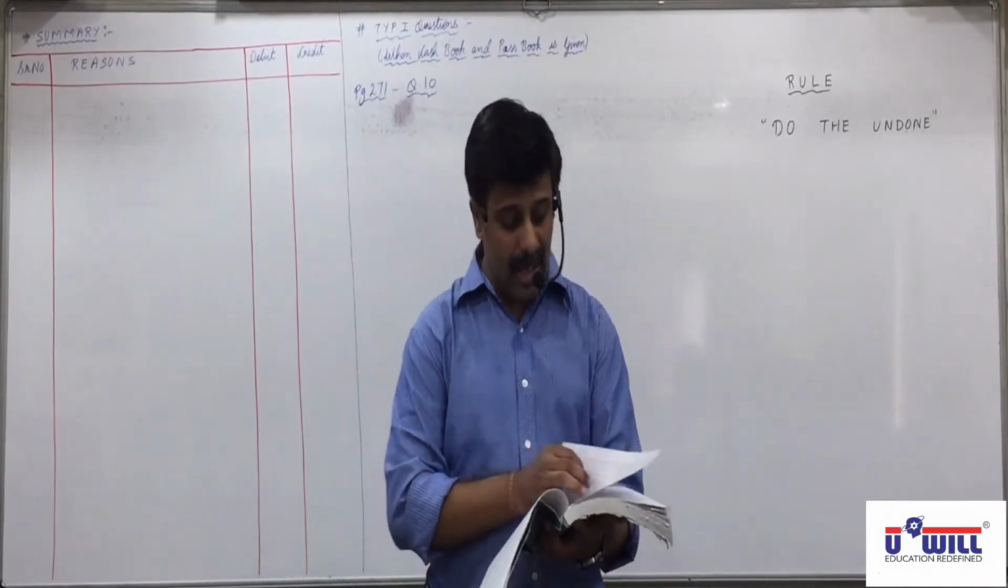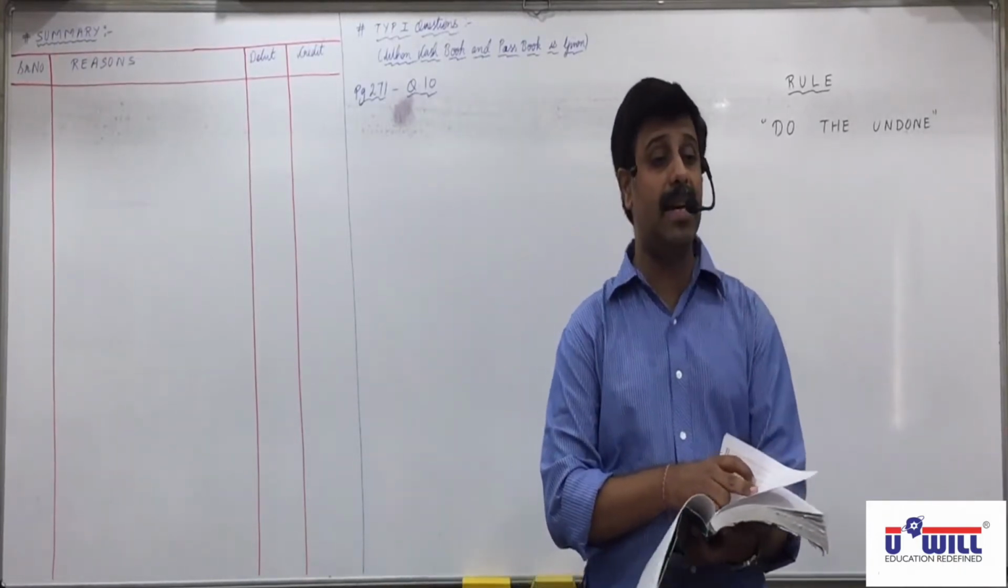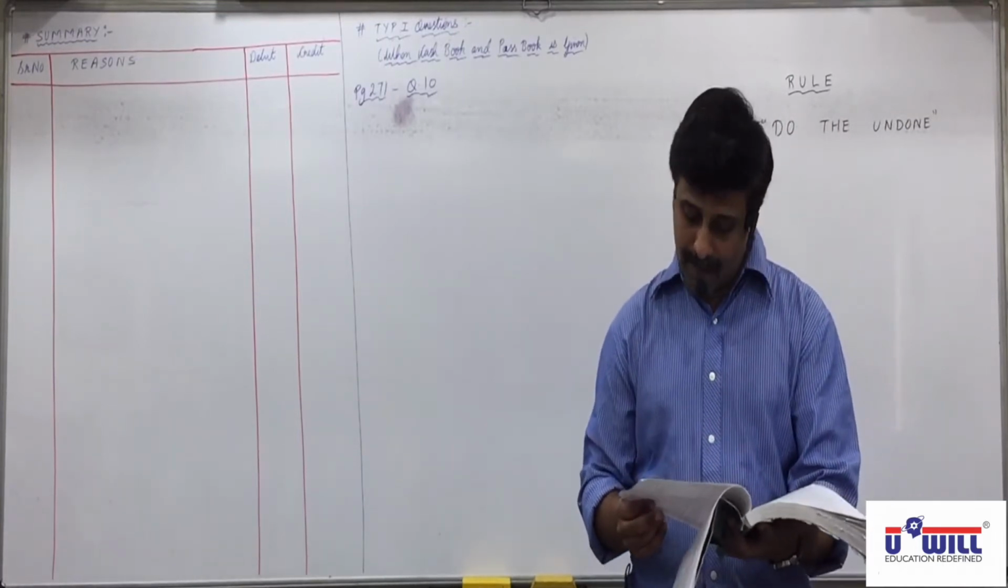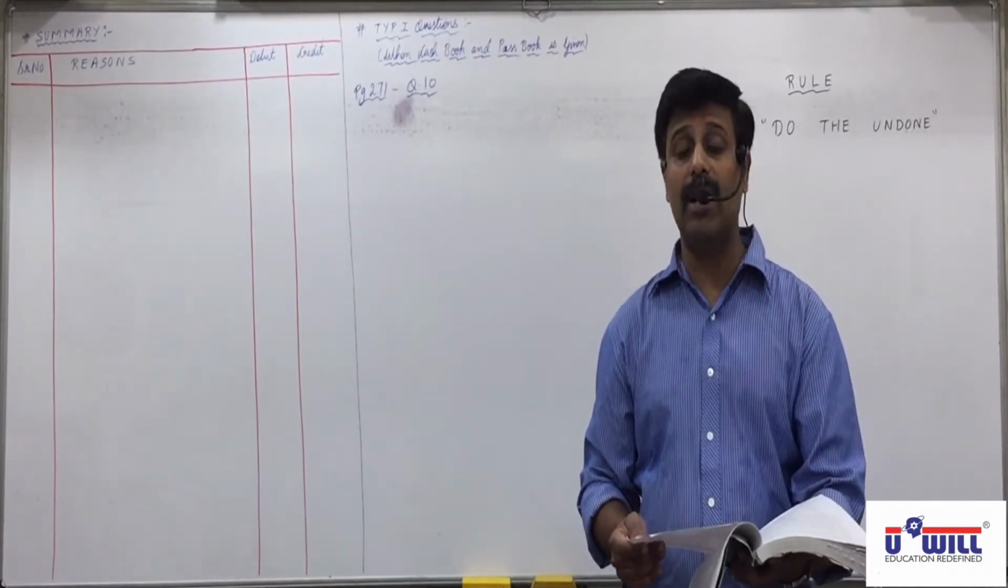Then Haresh 3000, do you find in passbook debit side? Yes. So put tick on Haresh in both the books. Now balance carried down 12,600.